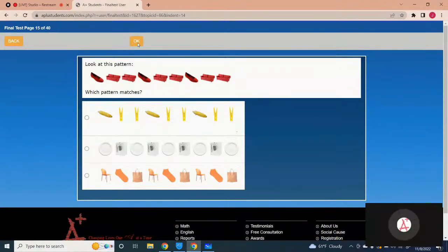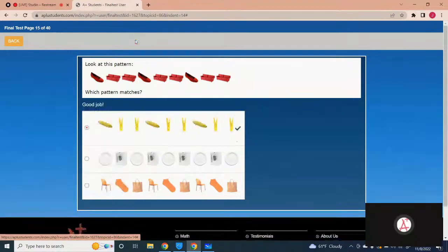Okay, look at this pattern. Which pattern matches? Yes, option 3? No, it is... Yes, option number 1. Select the correct option and click on the OK button.